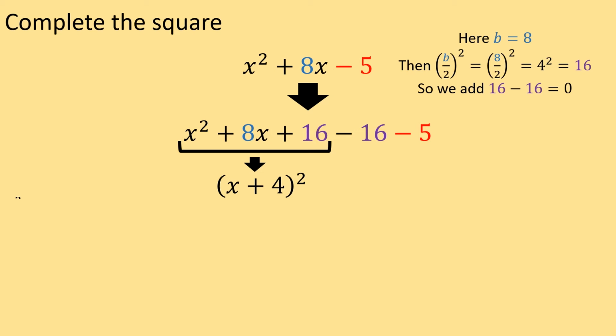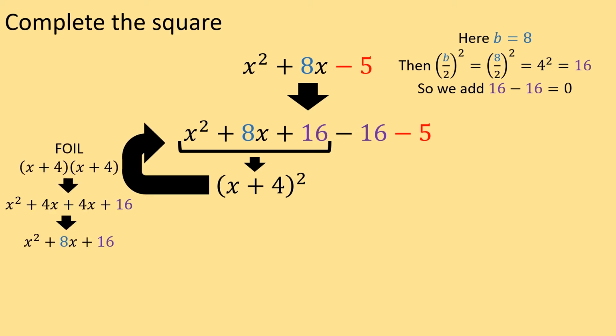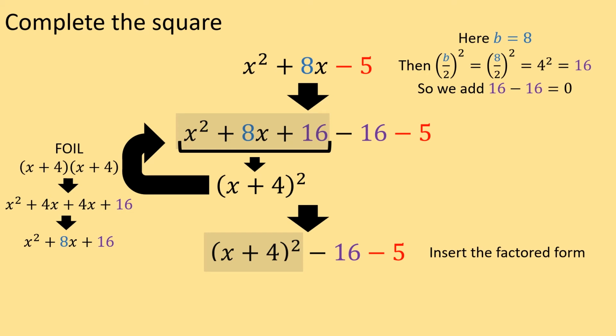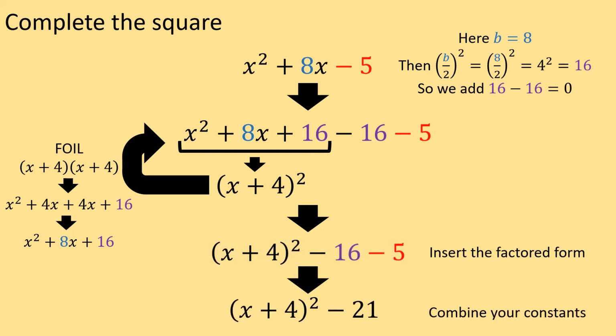And we can check that this is true by simply FOILing out x plus 4 squared. In other words, that's x plus 4 times x plus 4. That gives us x squared plus 4x plus 4x plus 16. And that gives us x squared plus 8x plus 16. So our next step is simply replacing x squared plus 8x plus 16 with x plus 4 squared. And that gives us x plus 4 squared minus 16 minus 5. Next we would just combine minus 16 minus 5 and we get negative 21. And so our result is x plus 4 squared minus 21.